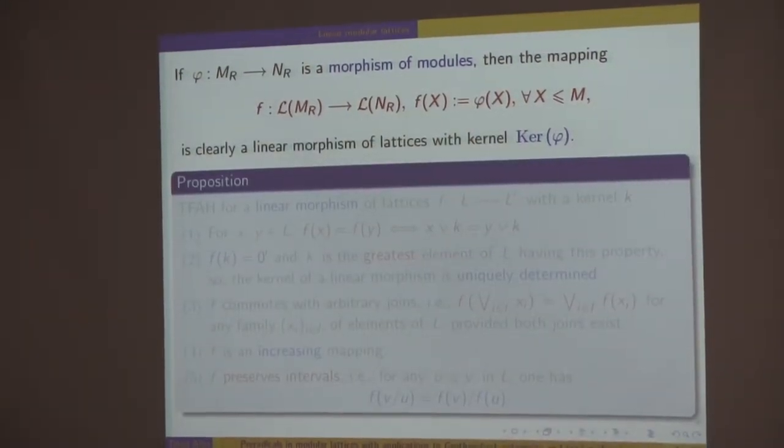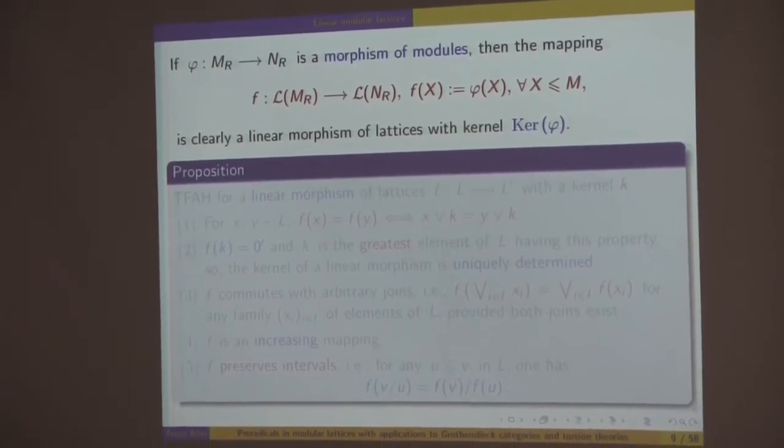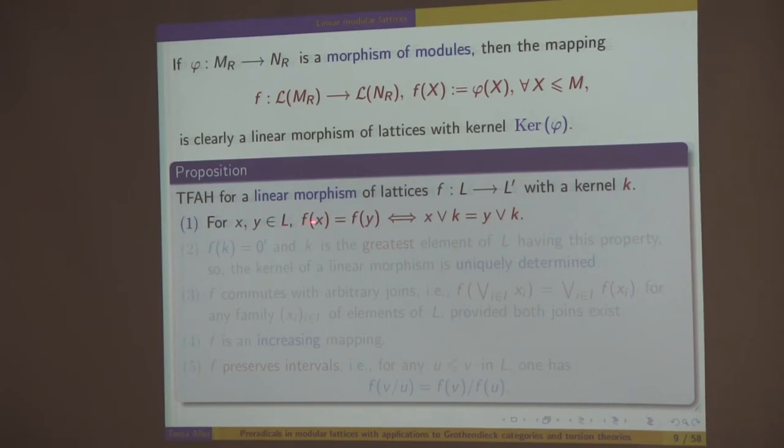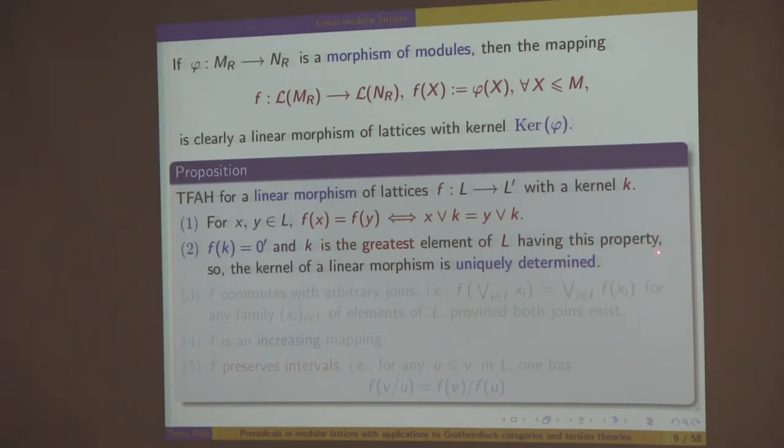Good. Now we have a first proposition, a first result, which is the main property of this kind of morphism. The following assertions hold for the linear morphism. This kernel K: for any elements X and Y, F of X equals F of Y if and only if X join K equals Y join K, exactly as for modules. F maps this kernel to zero. This is exactly the definition of the kernel, and K is the greatest element with this property. This means that in particular the kernel is uniquely determined. In the definition there is a K, but this K is uniquely determined.